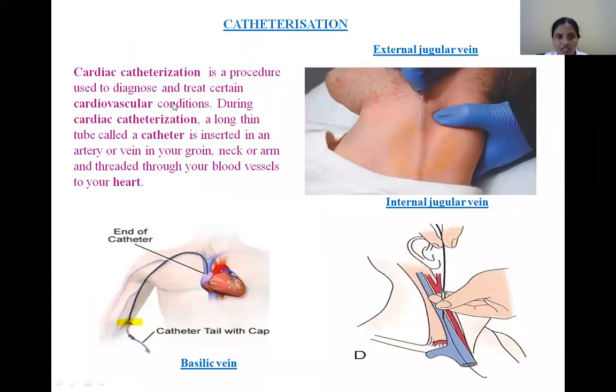Then catheterization. What is this procedure? It is used to diagnose and treat cardiovascular conditions. For this catheterization, they select the internal jugular vein or external jugular vein or the basilic vein, as it is a direct continuation of the subclavian vein. So they can choose this vessel also.